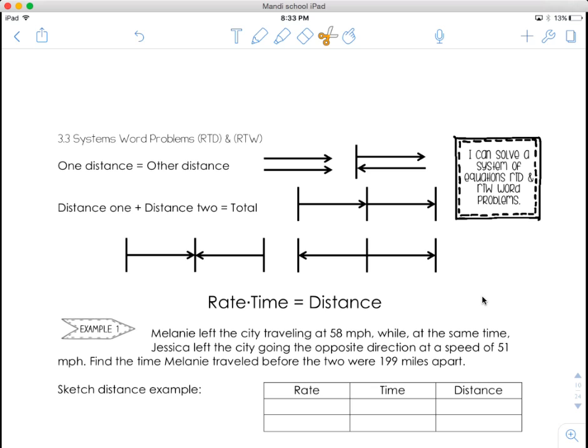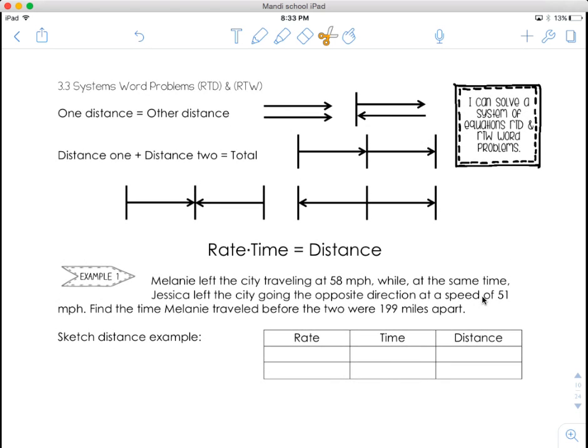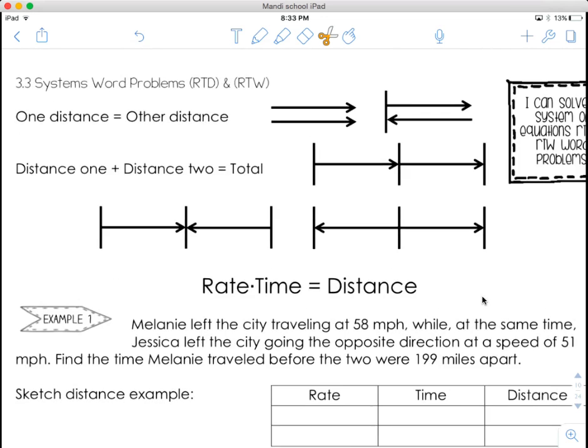Okay, we are going to start with systems of equations word problems, and there's many different kinds. We're going to start today with two different kinds, and I'm actually going to make this in two different videos. The first video will be the rate times time equals distance that we see on our screen right now. The second video is going to be rate times time equals work, and it will be a much shorter video. So let's look at some of these examples that we have right here.